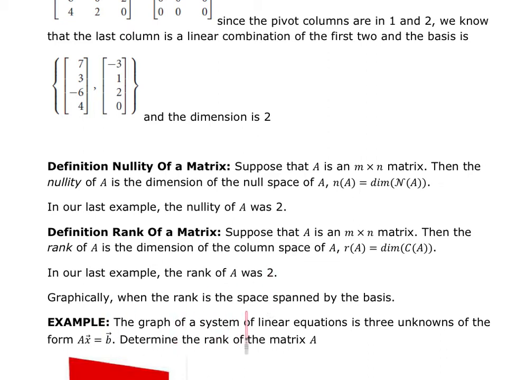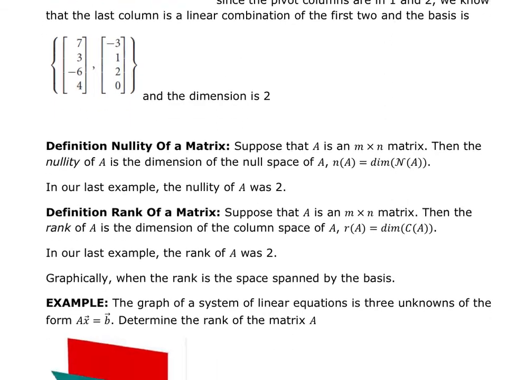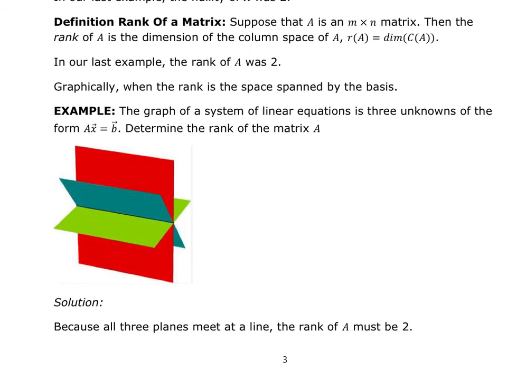So graphically, the rank is the space spanned by the basis, right? So how many vectors do you have in your basis? That is the rank. If we take a look at an example visually, where I've got 3 different planes coming together, you can see that all 3 of the planes share this line. Because they all share this line, they must have a rank of 2, because a line has 2 variables, x and y, as an example, or x sub 1 and x sub 2. So this must be a rank of 2.